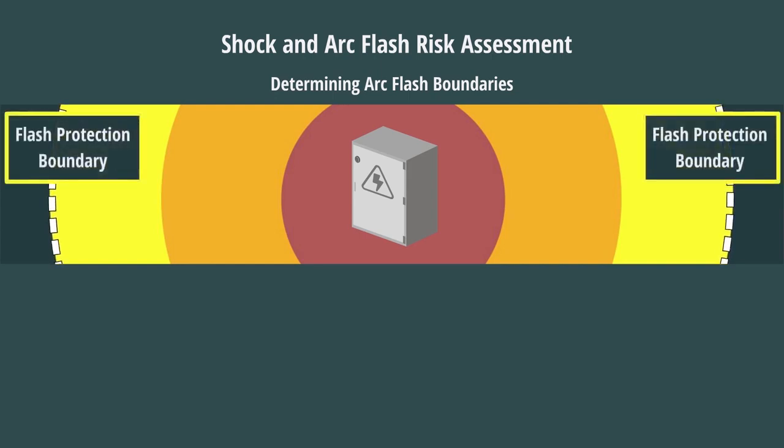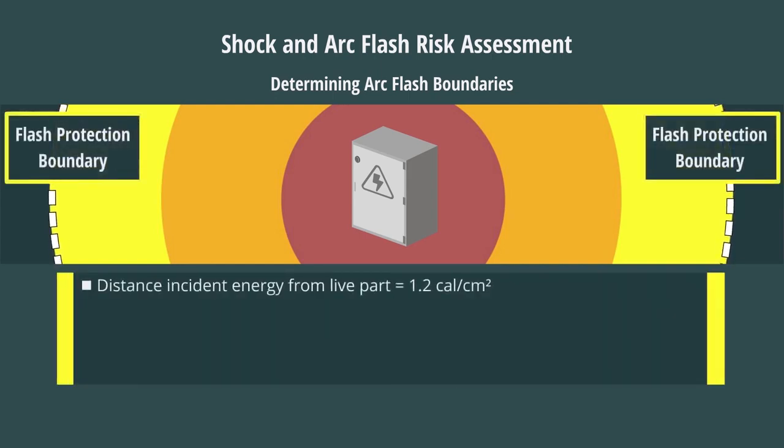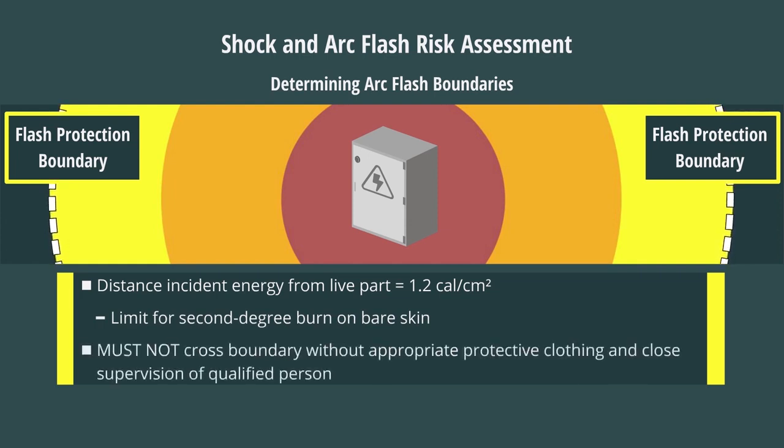First is the flash protection boundary. This is the distance at which the incident energy from the live part is equal to 1.2 calories per square centimeter, which is the limit for a second-degree burn on bare skin. Persons must not cross this boundary unless they are wearing appropriate protective clothing and are under the close supervision of a qualified person.